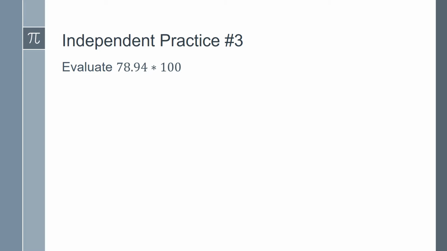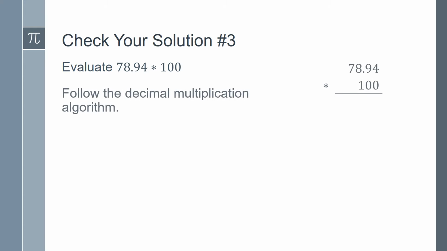Independent practice number 3. Evaluate 78.94 times 100. Now is a good time to pause this video and work on this problem if you have not done so already. This example is very similar to example number 3 from the lesson, where we were multiplying by 10. We'll solve it by using the algorithm, and then we'll take a look at a possible shortcut for the future.